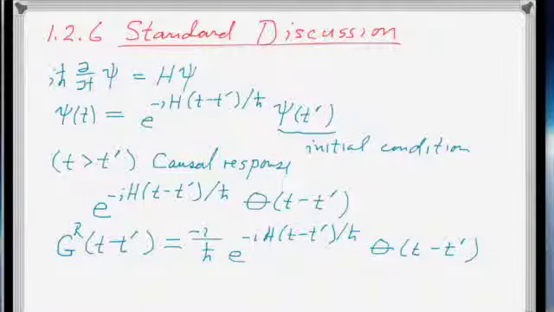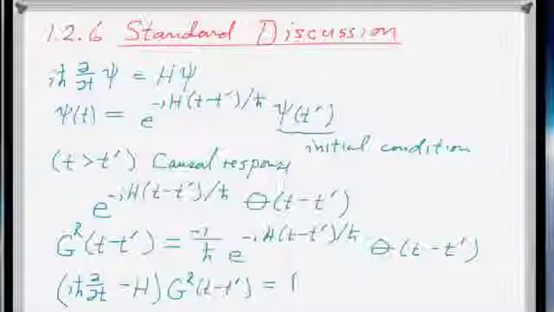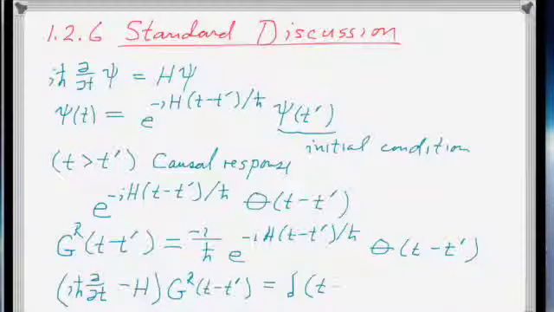We show that this is the Green function by showing that it satisfies the equation (i h bar d/dt minus H) acting on G is equal to delta. If it satisfies that equation, then by definition it is a Green function. That is the impulse response of the system.